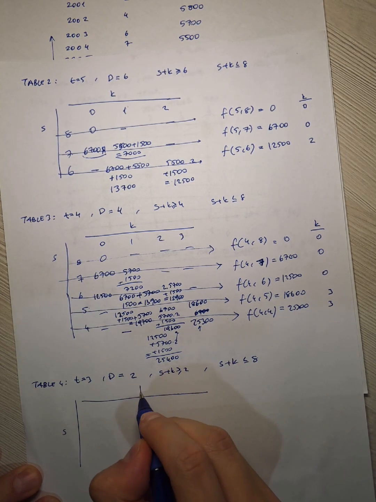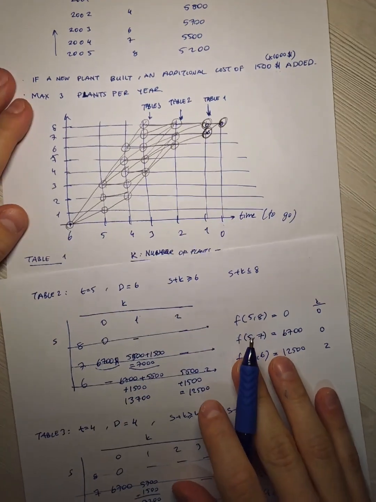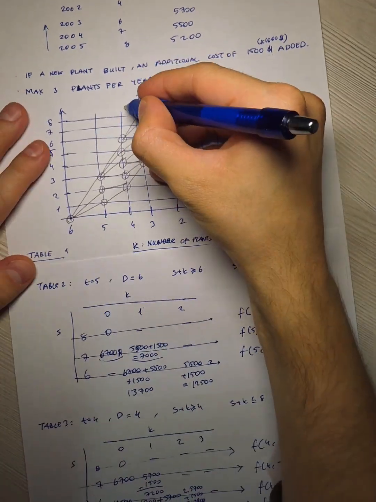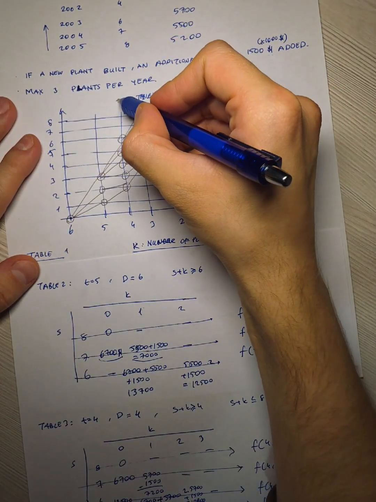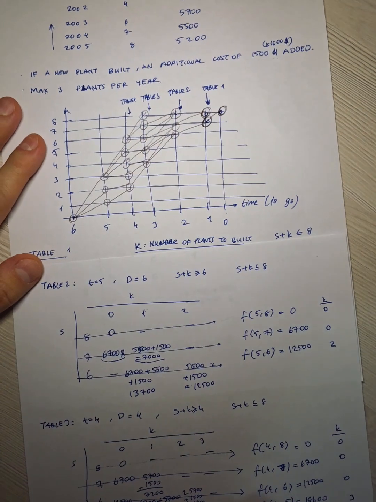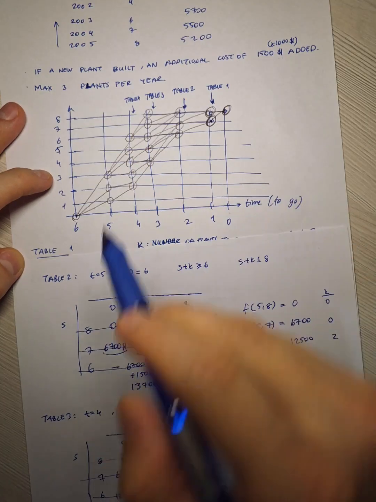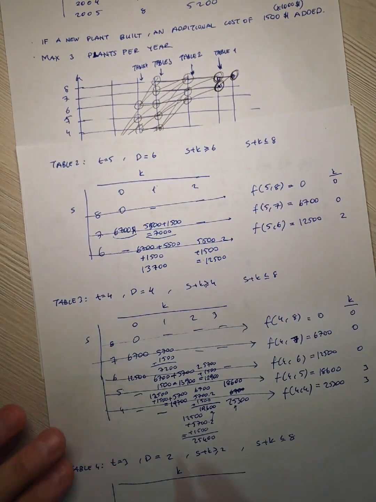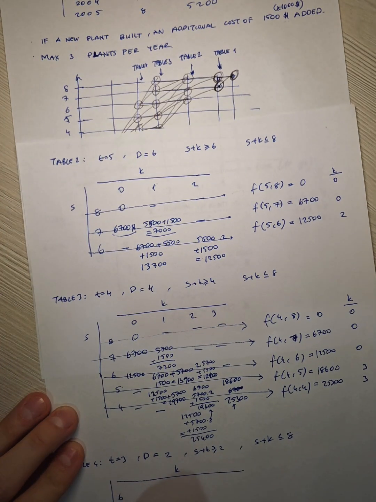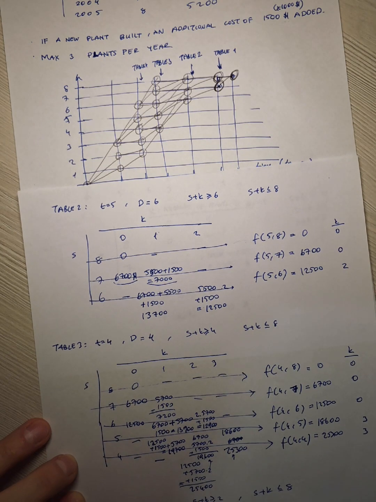Okay, I will start putting the numbers directly. Okay, let's look at the table 4. We moved one step. This is table 4. So it can take values 6, 5, 4, 3, 2. So these are the possible values for our state: 6, 5, 4, 3, 2.